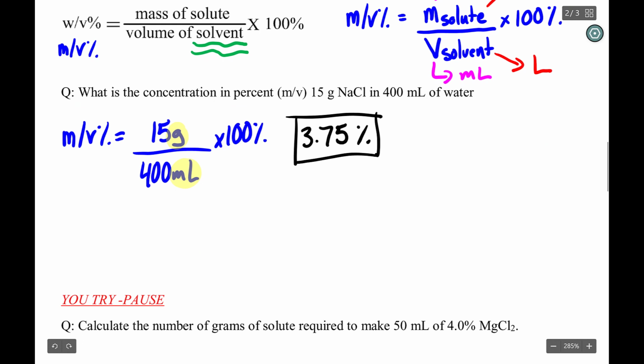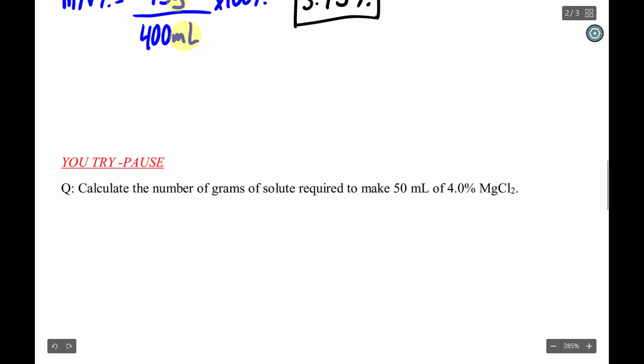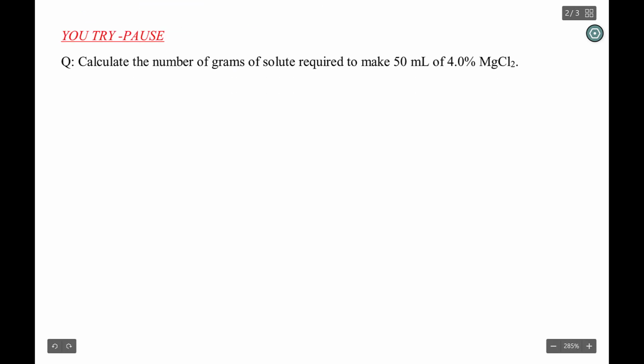Our next question is going to require us to rearrange the equation. So if you want to give this one a try on your own, please pause it now. And if not, just let the video keep running. So the question asks us to calculate the number of grams of solute required to make 50 milliliters of 0.4% magnesium chloride solution. So this is going to be our solute.